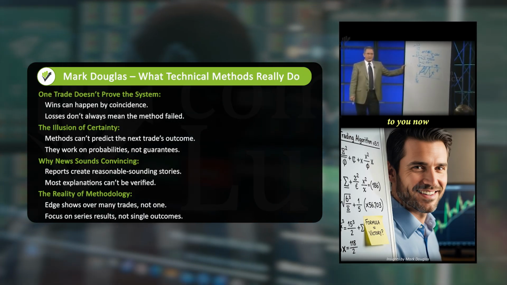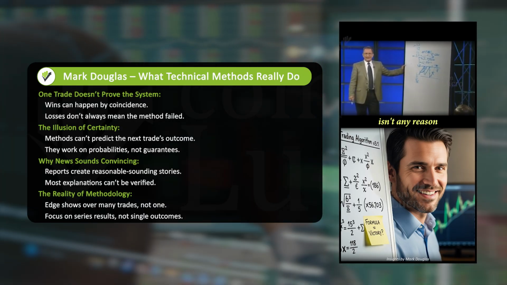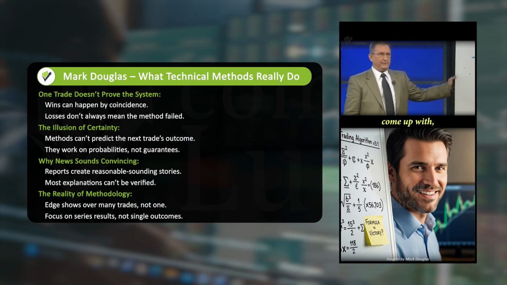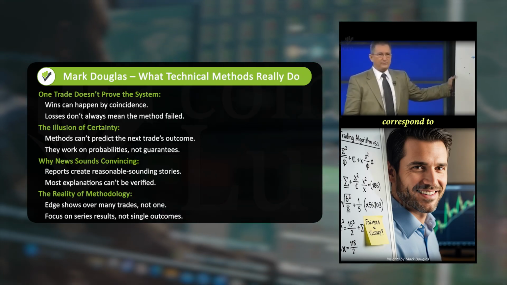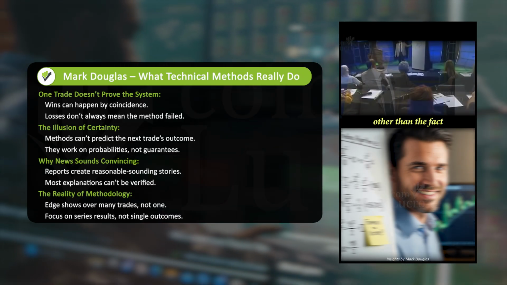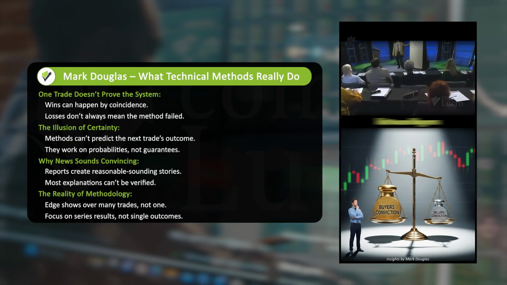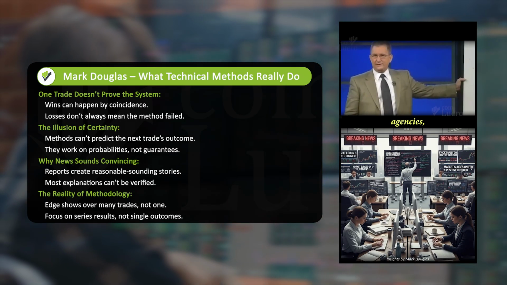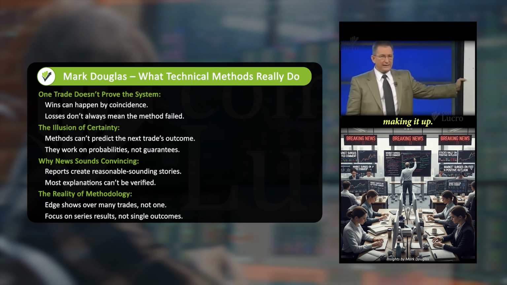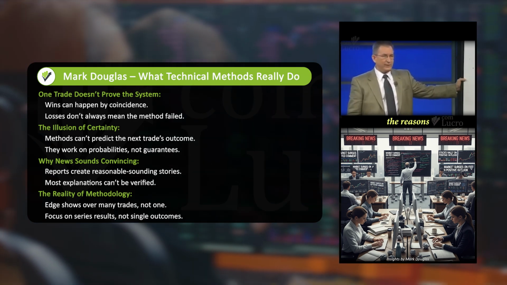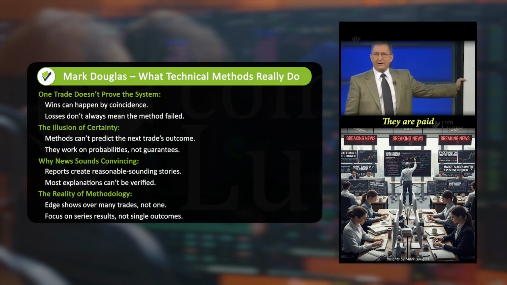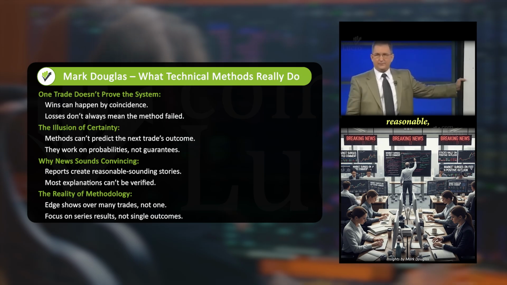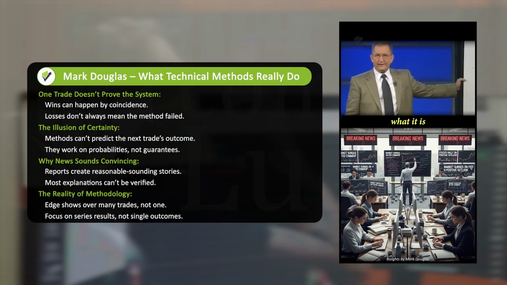What I'm saying to you now is that there almost isn't any reason that you could come up with, whether you won or lost, that would correspond to what really happened in the market, other than the fact that there was an imbalance in conviction between buyers and sellers. And the people who report it in the news agencies, they don't know either. They're making it up. They make up the reasons because they sound reasonable. They are paid to sound reasonable. And there's no way to verify what it is that they say.